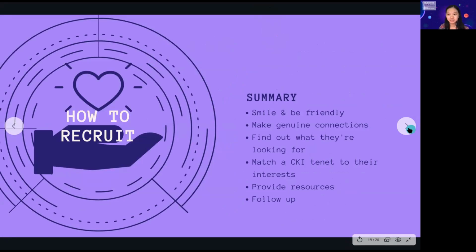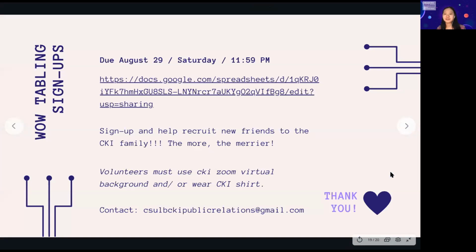And lastly, I'm just going to be talking about the week of welcome tabling signups. If you're interested in helping us out, definitely sign up and help us recruit new members to our family. The more the merrier. These signups are due this Saturday at 11:59. I also put that volunteers are recommended to use the Zoom virtual background, or at least wear your Circle K shirt, so that it shows our organization off. If you have any questions, feel free to contact me at my email, or hit me up on Facebook Messenger. Thank you guys so much for coming.